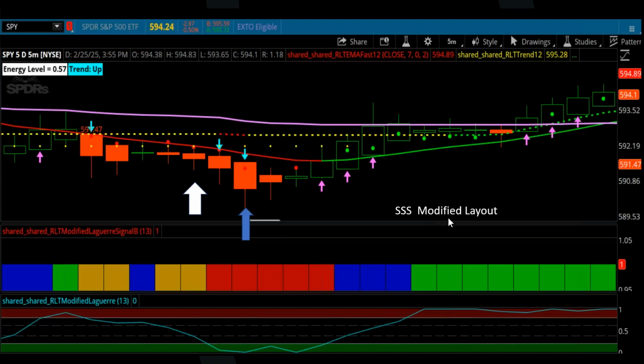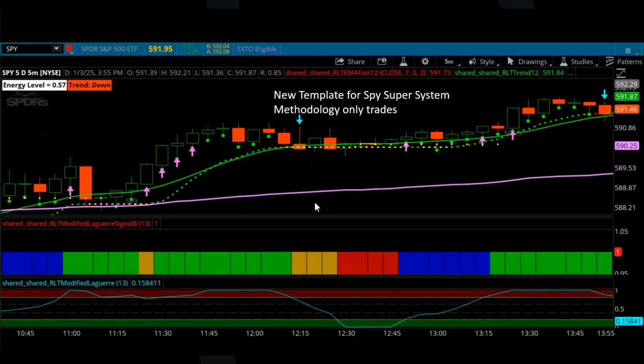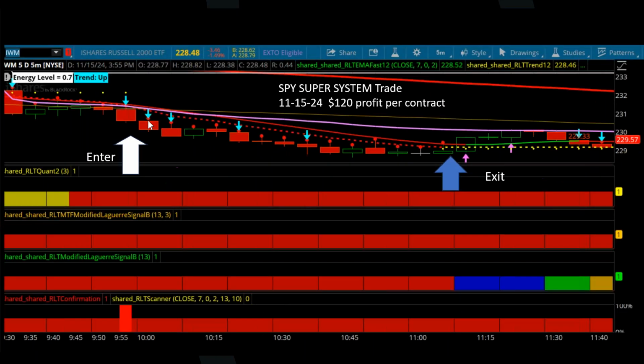And this is the same thing on the modified layout with just the current time frame momentum and your indicators and your moving averages up here. Okay, this is again same thing, just using the new layout. Some of these things I put in here, I talked about when we put them out. You don't have to really spend a lot of time on them at this point. This was a nice SPY super system trade right here.